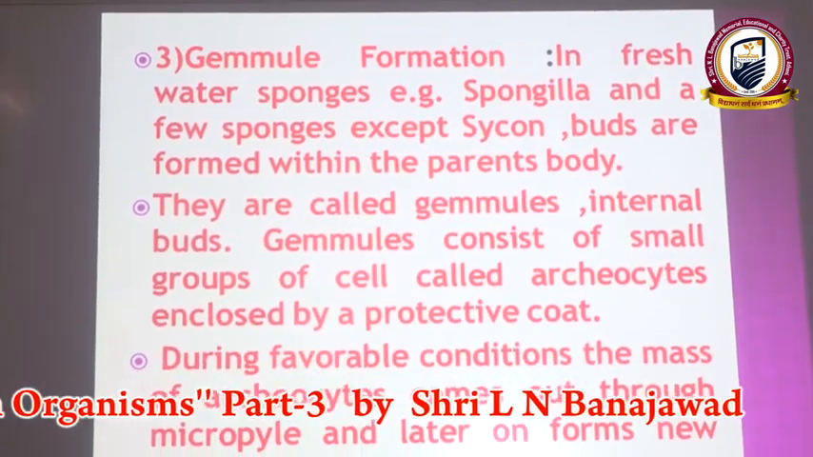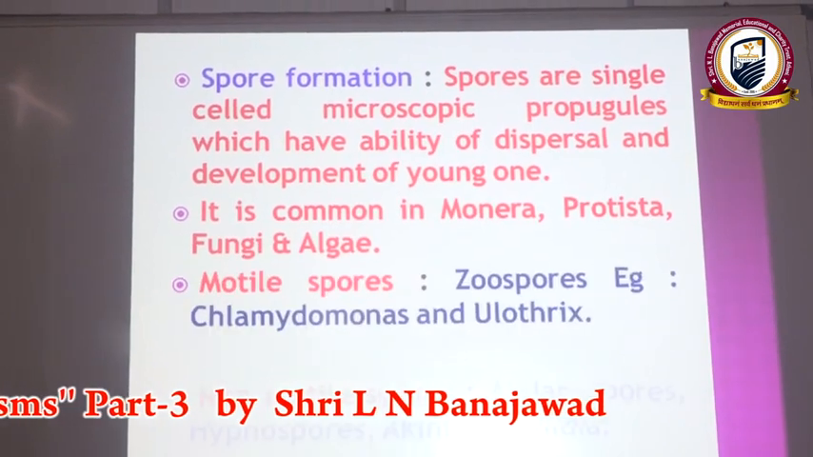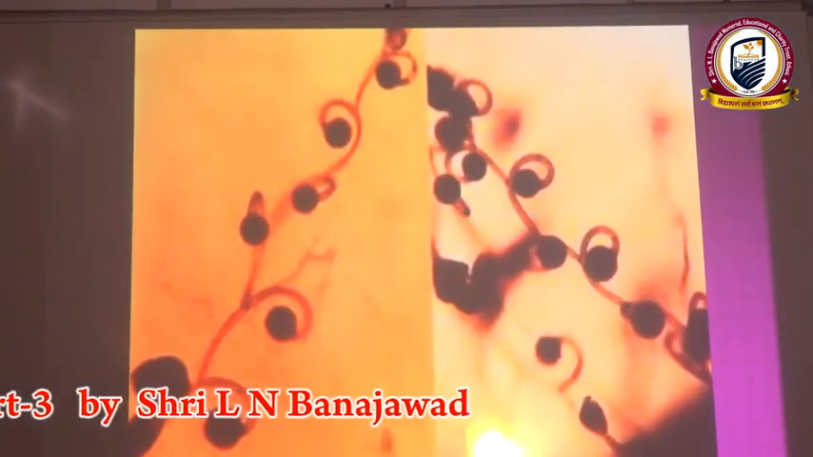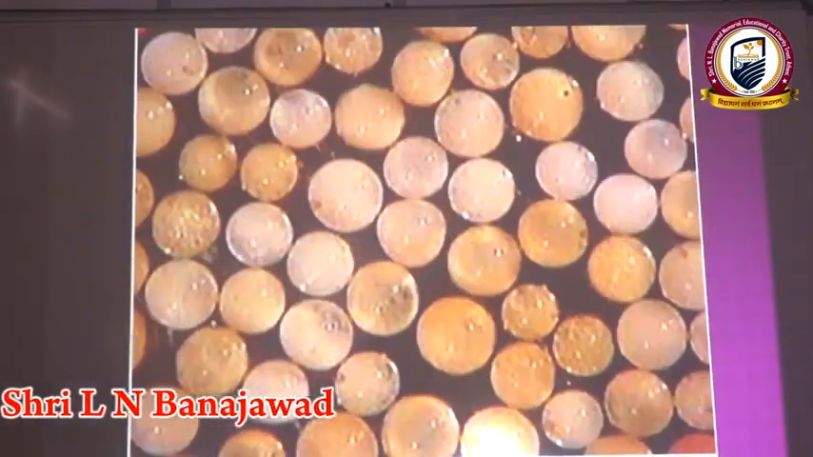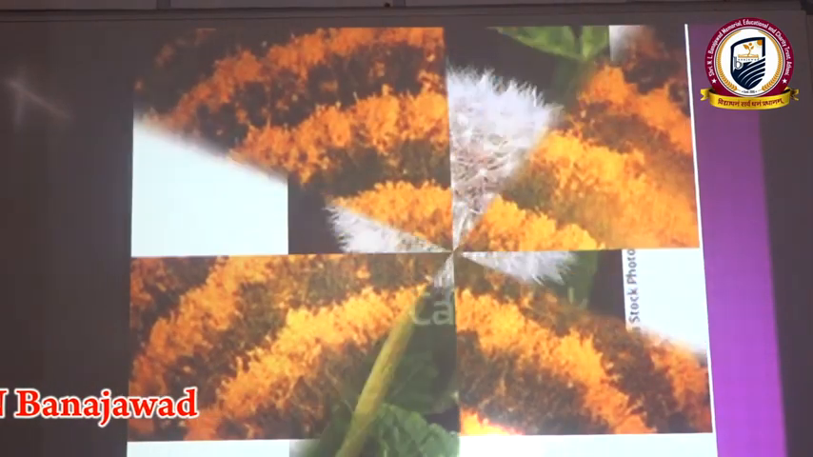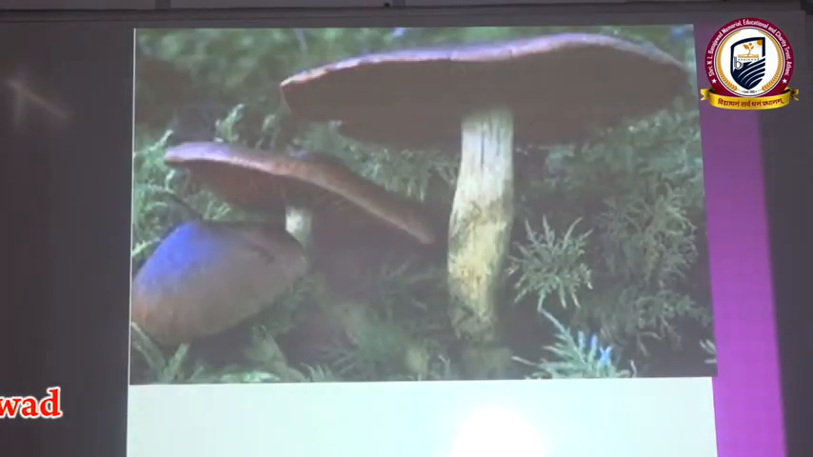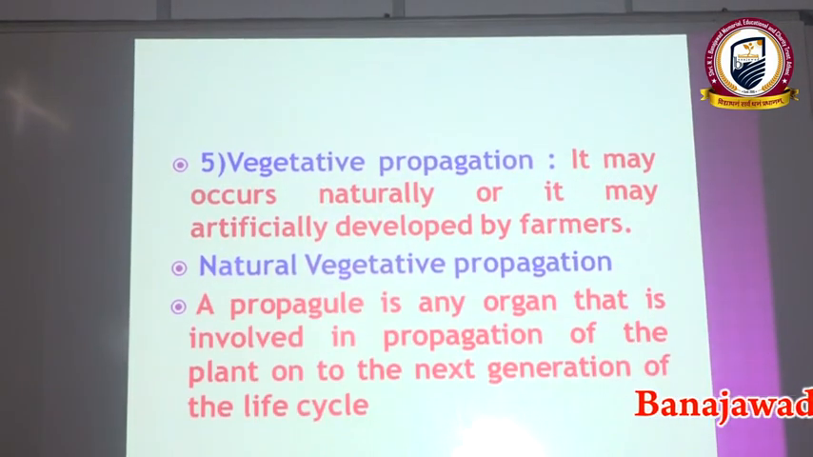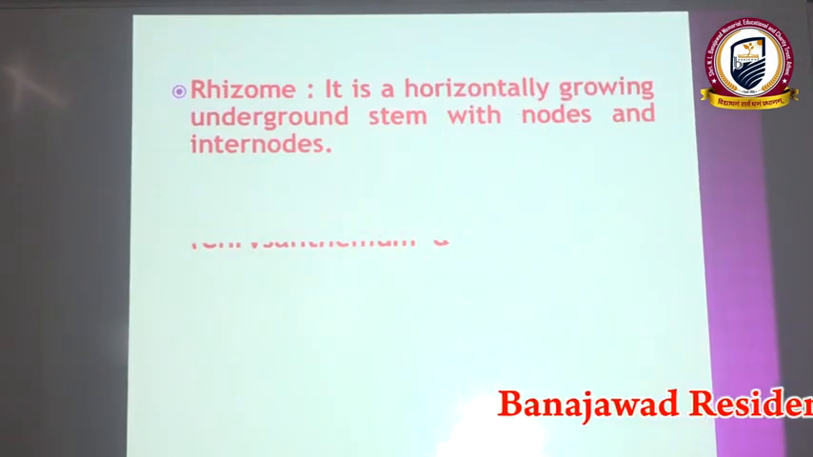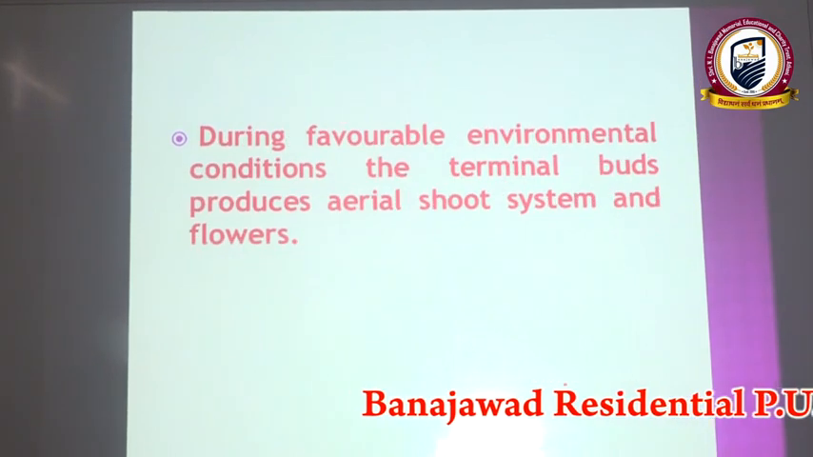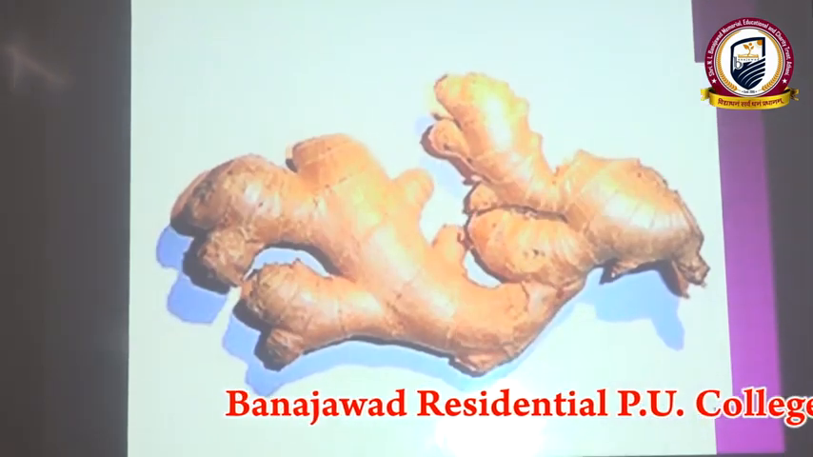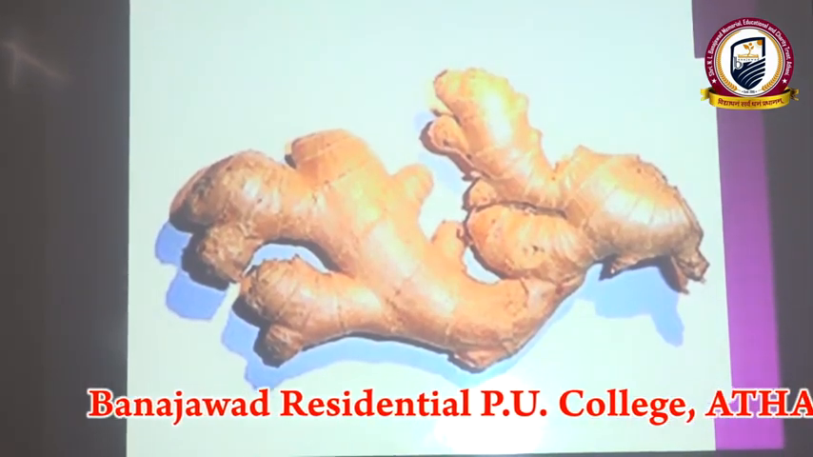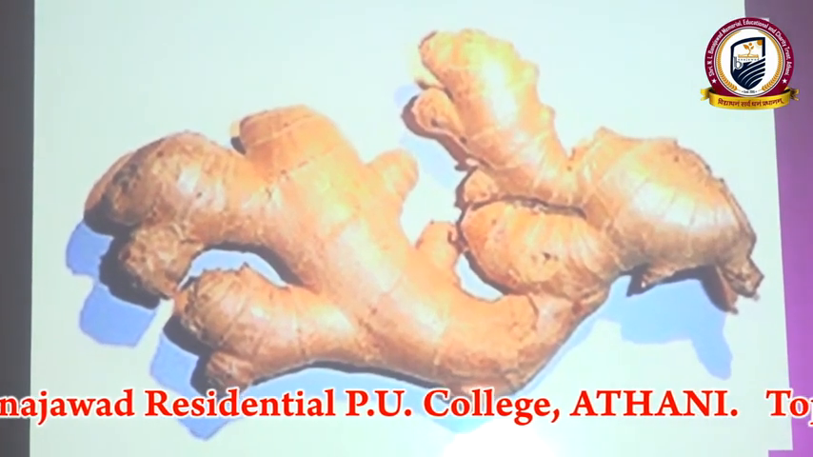Then gemmule formation I already explained in detail, and spore formation also. These are the different types of spores we see in the lower organisms, mainly fungi and algae members. Then, during vegetative propagation, one of the commonest types of vegetative propagation we see is in the case of rhizome and ginger.